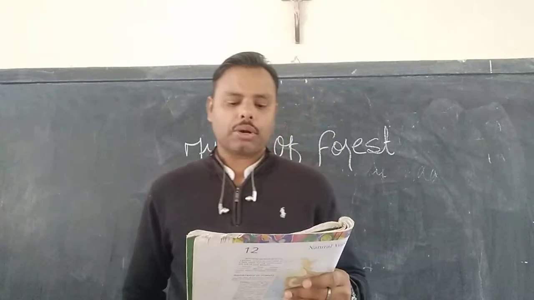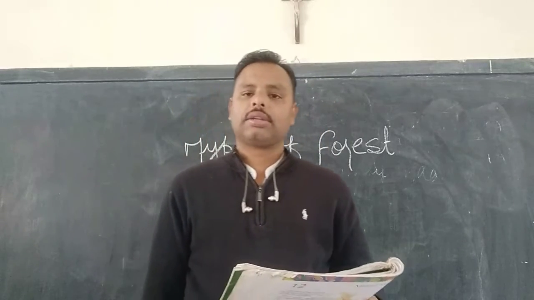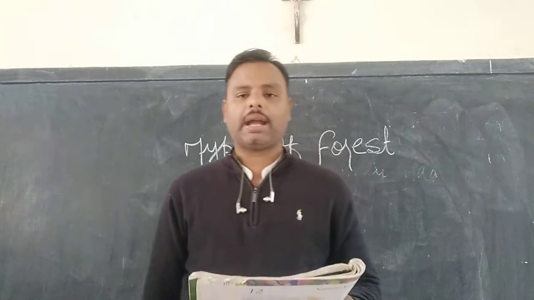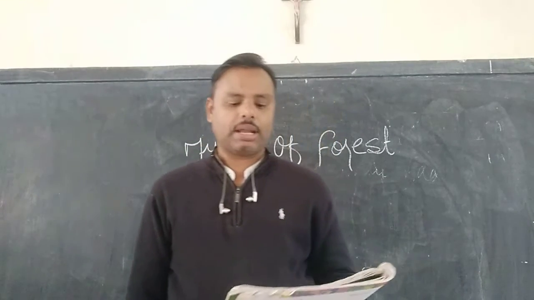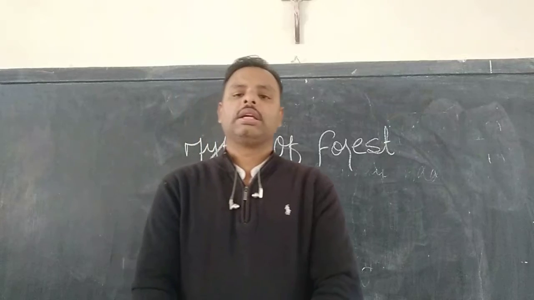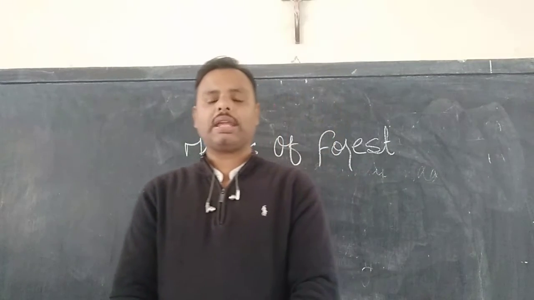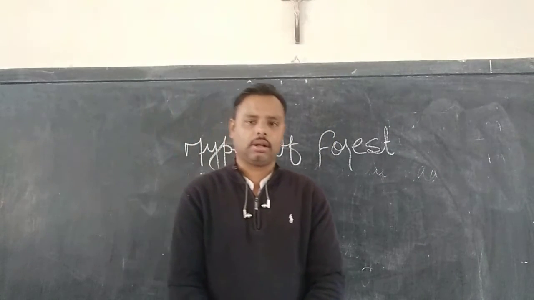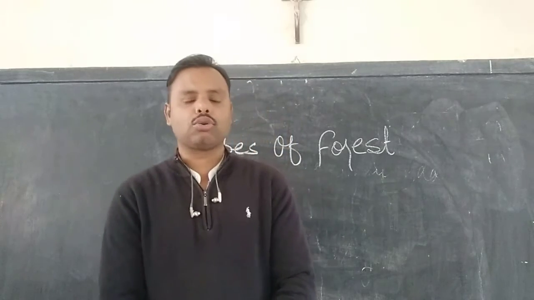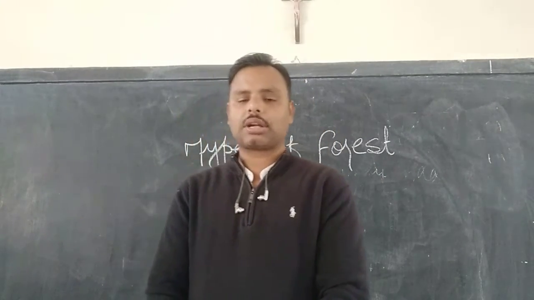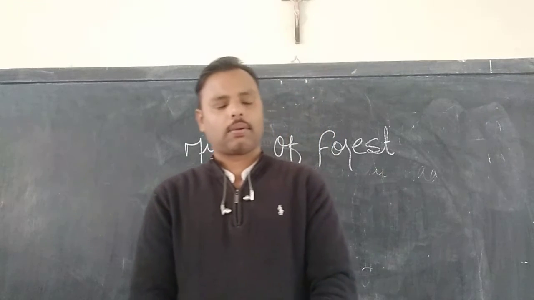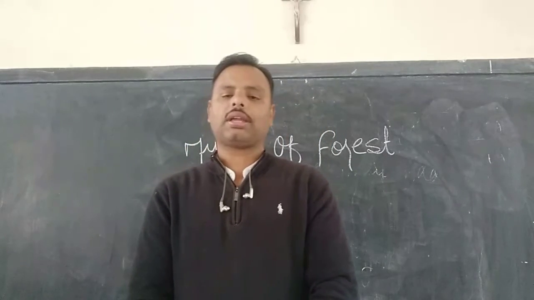The main trees found in the deciduous forest are sal, sesame and teak. Wood of these trees is used for making furniture and other building material. These woods are very costly and are used for different purposes. Some of the purposes are construction of buildings, furniture, or other purposes even.